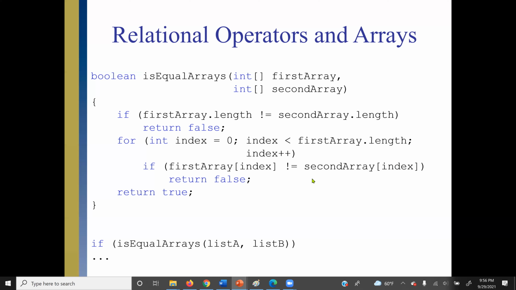First array index is equal to the second array index, which will be false because not equal means true. Then we'll return true if the condition is false.